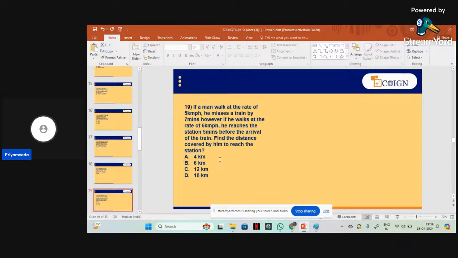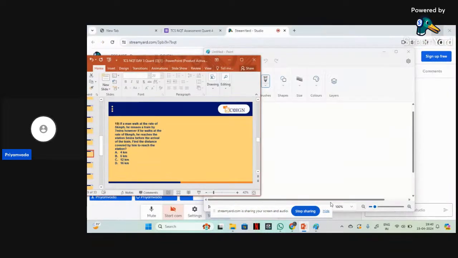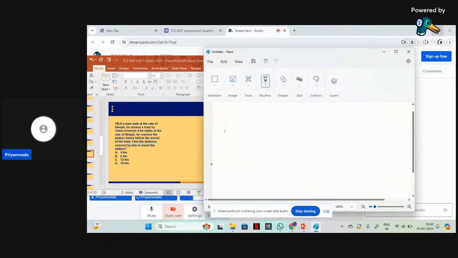Now, if a man walks at the rate of 5 km per hour, he misses a train by 7 minutes. However, if he walks at the rate of 6 km per hour, he reaches the station 5 minutes before the arrival of the train. Find the distance covered by him to reach the station. If we solve this kind of question the long way, we'll be taking a lot of time. So there is a shortcut method for this, and I'll be explaining it to you right now.